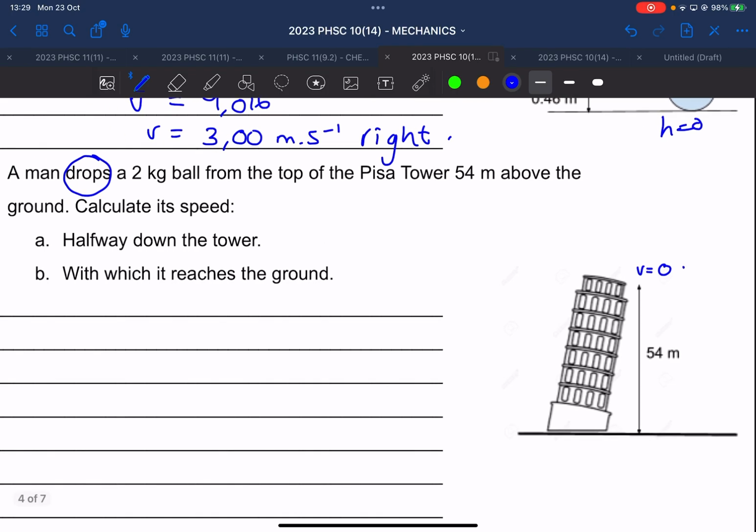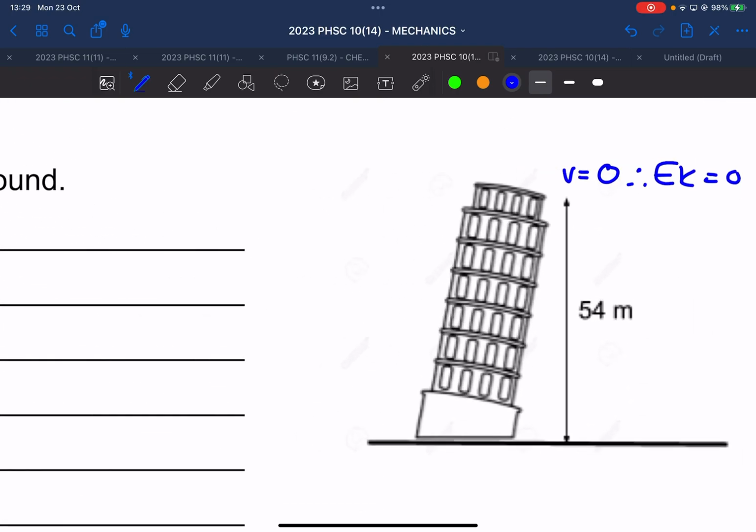That means that the kinetic energy at the top is 0. Right, then the height here at the bottom is 0. So that means the potential energy at the bottom should be 0 because it can't fall anymore. Now my question to you, Kutlano, is the velocity here at the bottom 0?